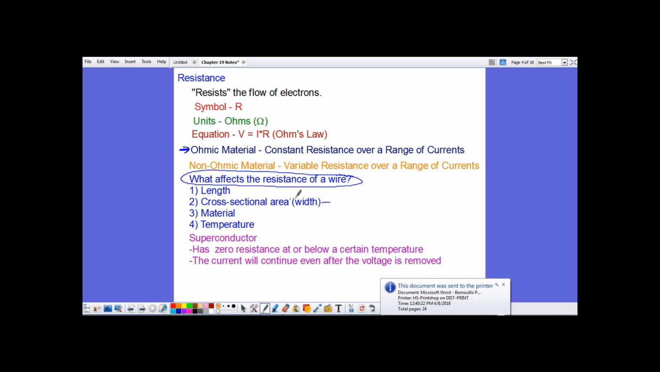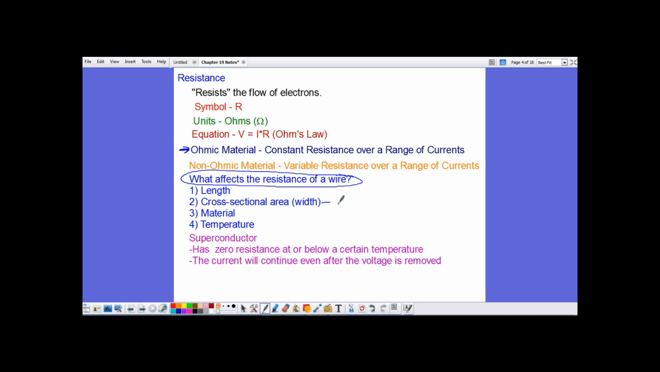Cross-sectional area or width, well, think about a similar analogy here. If you're in the hallway and we've got a really small or narrow hallway and you've got all these people in it, it's going to be a lot of resistance. You can't get around people as easily. Whereas if there's a nice big wide hallway, you're going to be able to maneuver your way around and pass people and move around a little bit better. So for cross-sectional area, the narrower it is, the more resistance that you will encounter.